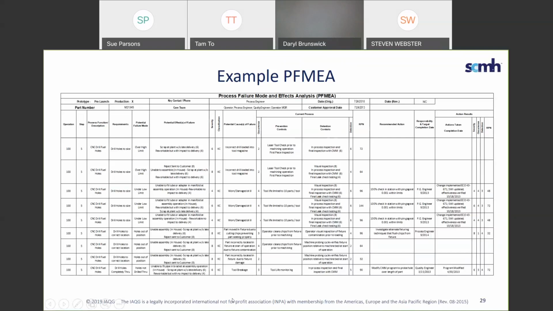What is my failure mode? How often does it occur? What's the impact to the customer? How good is my detection system for finding that failure before it reaches the next step, the next operation?